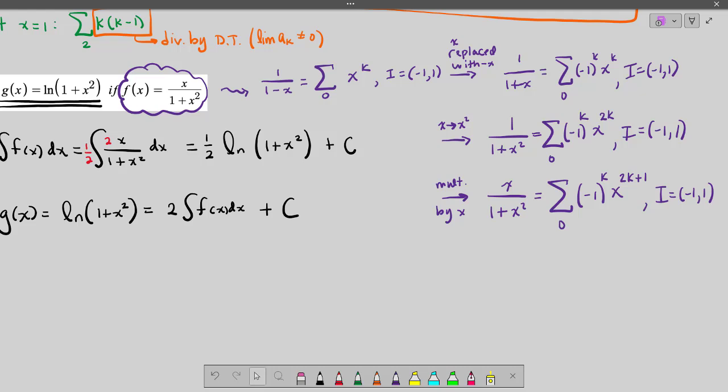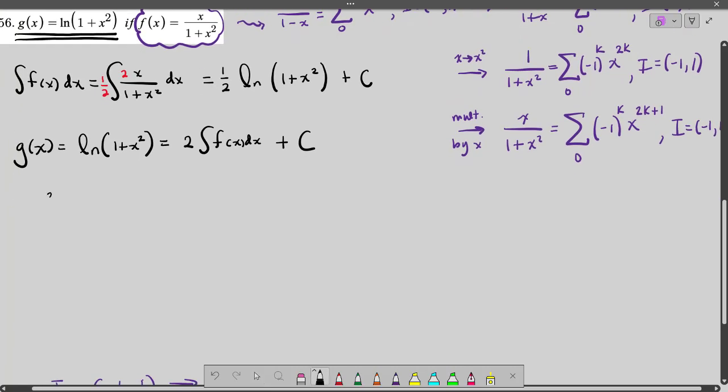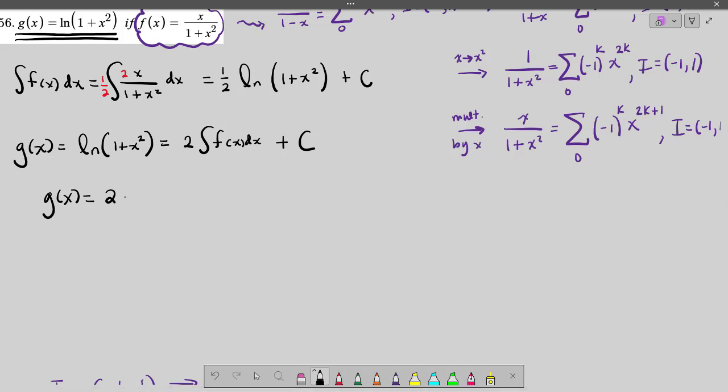So what we need to do to get the power series for g is integrate it, multiply by 2. That's our goal now. So now we're back over here. So g of x will equal 2 multiplied by the integral of the power series for f, which we just created. Starts at 0. So that's k equals 0 to infinity, negative 1 to the k, x to the 2k plus 1. And the IOC is the unit interval here, or whatever we want to call that, negative 1 to 1.